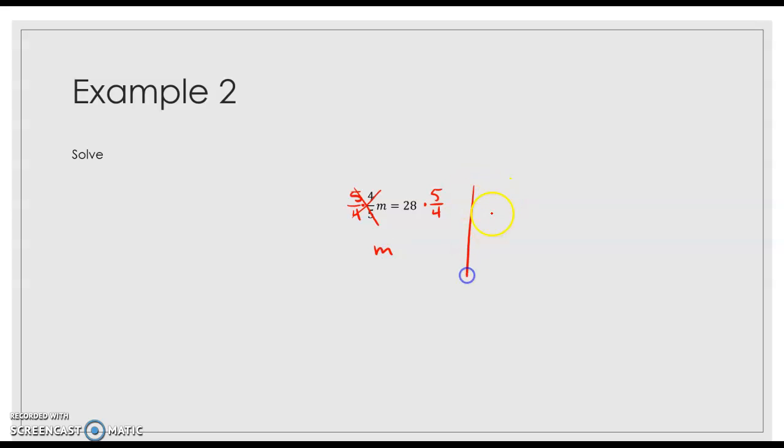As I'm writing that proof, I've got given for my first one, and then I'm using the multiplication property of equality. That's what I'm using for this. From here, I'm going to take 28, which is over 1, times 5/4. I'm going to simplify as we go. 4 goes into 28 7 times. And so now I've got 7 times 5, which is 35, and 1 times 1, which is 1. So m equals 35. And that's my answer, and there's my proof right along with it.